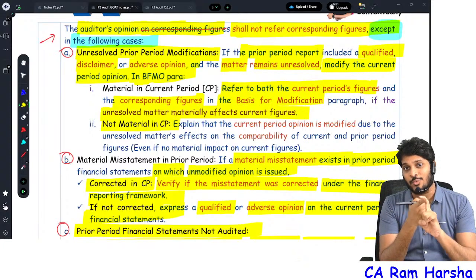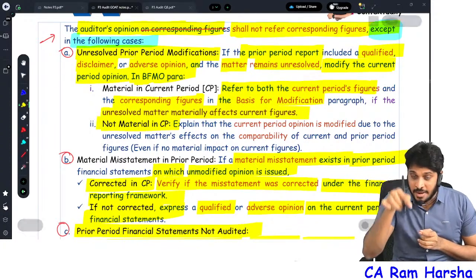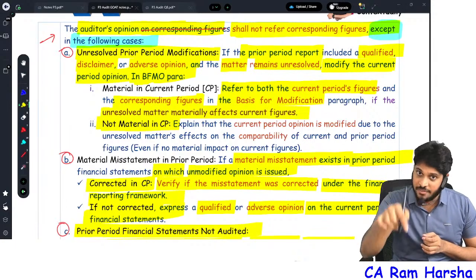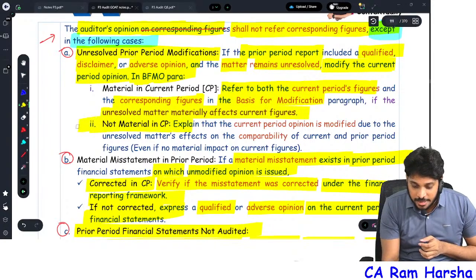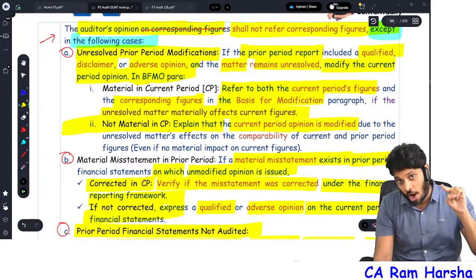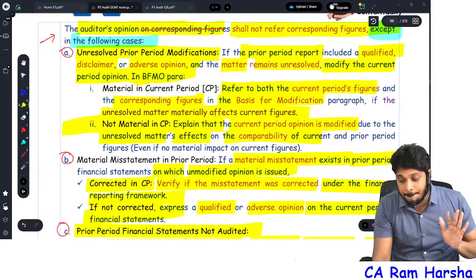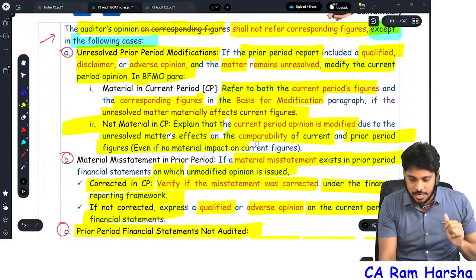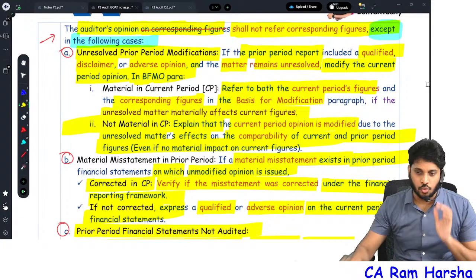Comparability is affected now. So if the unresolved matter is material in the current period, you will qualify the current period. If it is not material in the current period, explain that the current period opinion is modified because the unresolved matter is affecting comparability of the current with the prior period figure. That's it. Getting it?